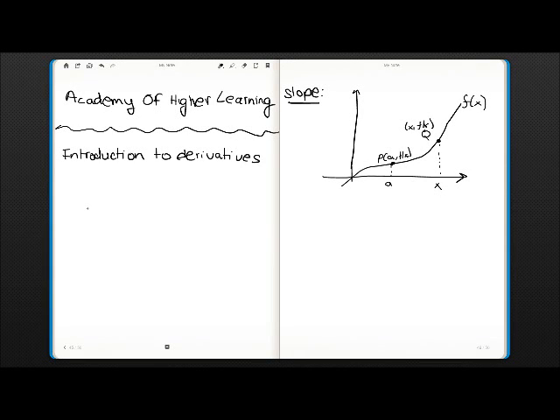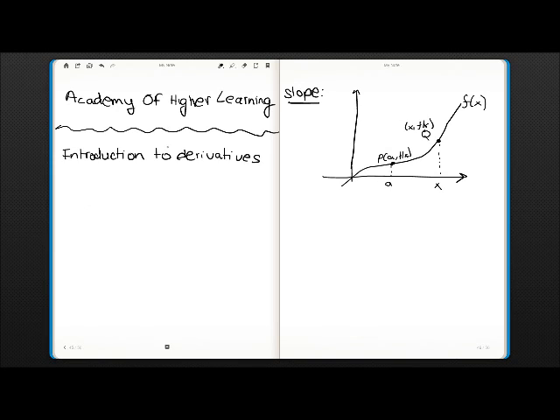Hello and welcome back. In this video I will be talking about derivatives. I will be going over the definition of derivatives followed by the interpretations. Lastly, I will end this video with a few examples.